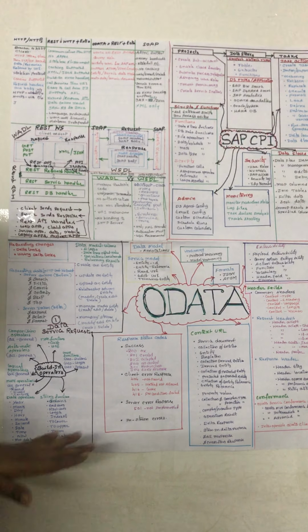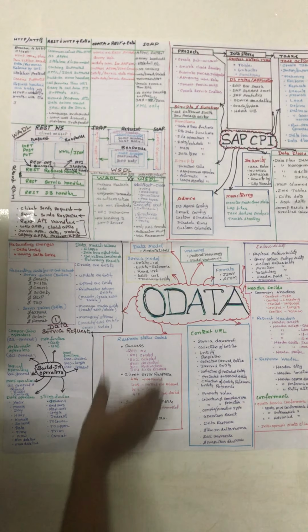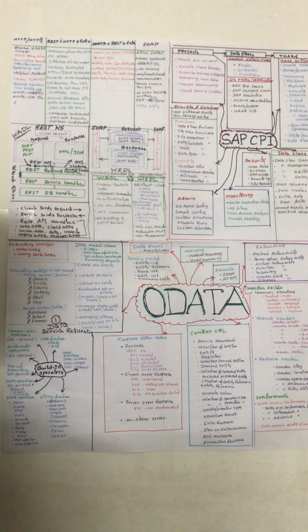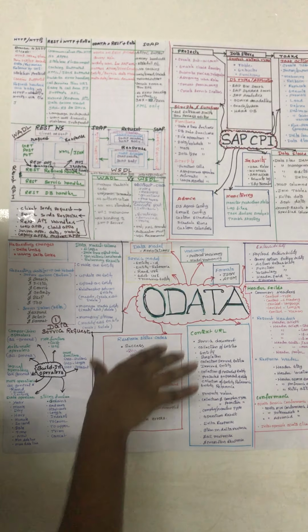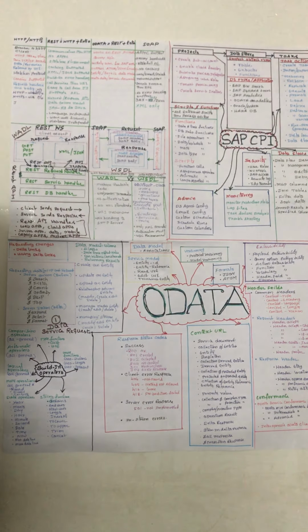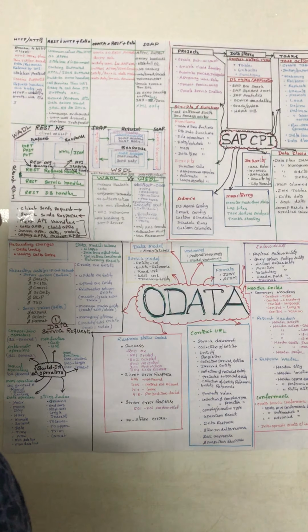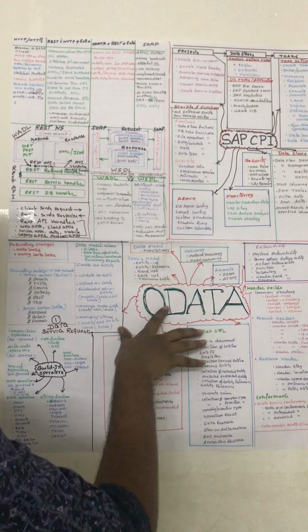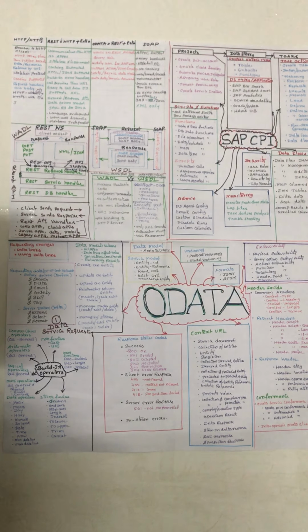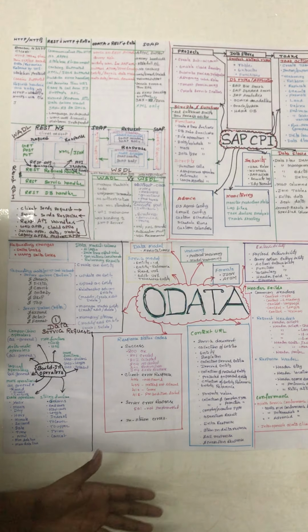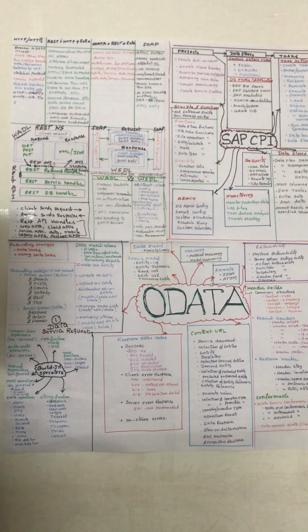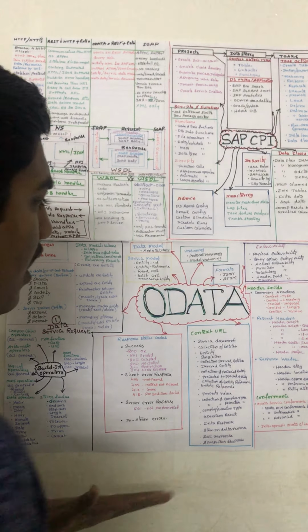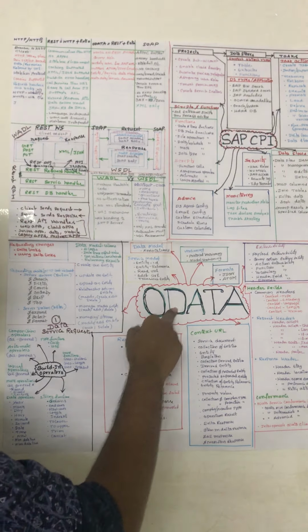The data model is based on annotations. We use annotations in OData. And we have protocol versioning and model versioning in OData. These are some types of versioning, and majorly we use protocol versioning and model versioning. The supported formats for OData are JSON and Atom, as I already told.